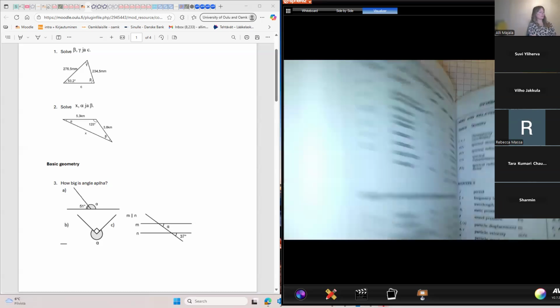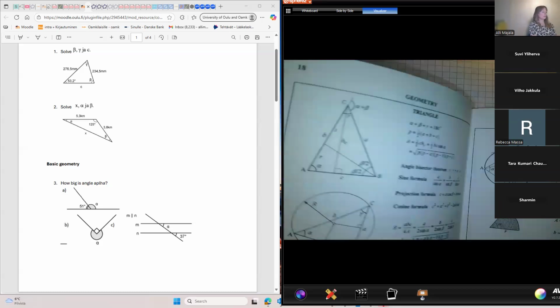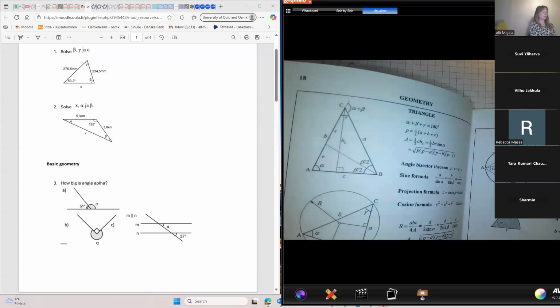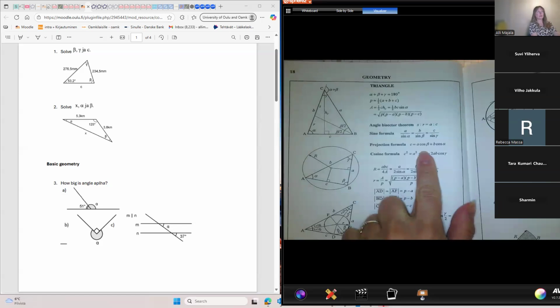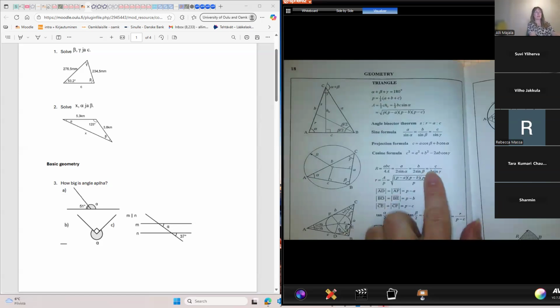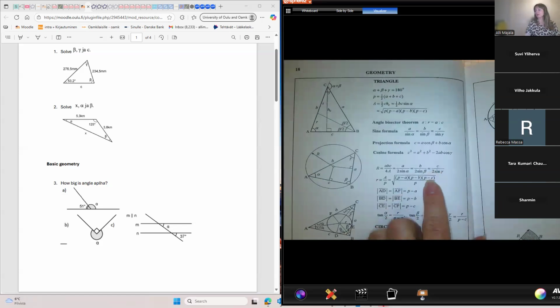Okay, but now what we were supposed to do was to use the sine formula and the cosine formula for these exercises, to learn to use them.